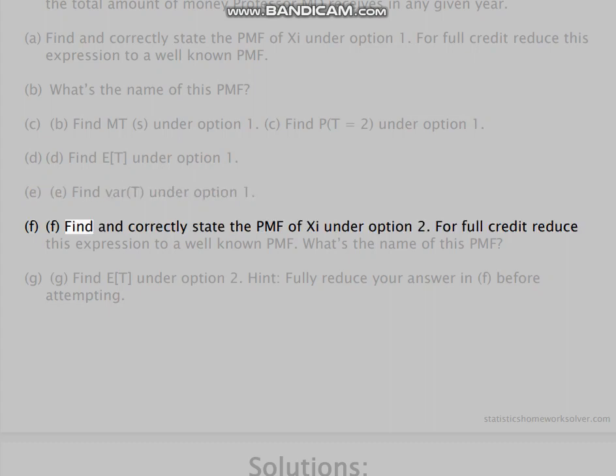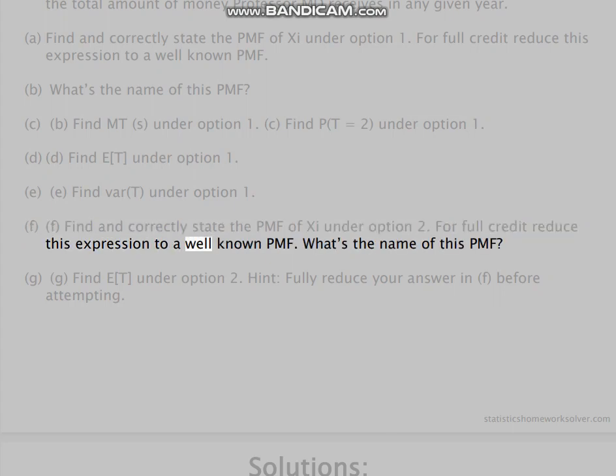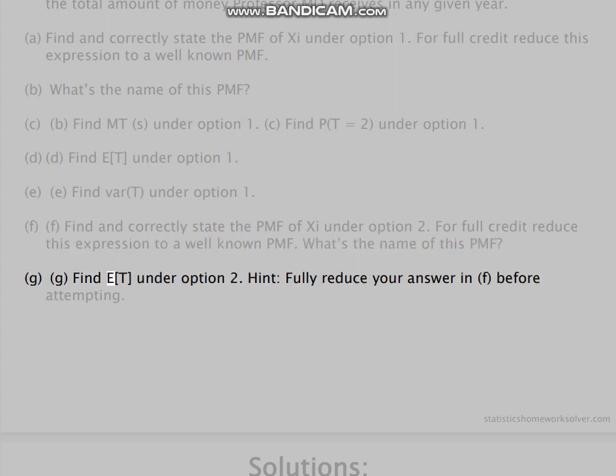F. Find and correctly state the PMF of S_i under option 2. For full credit, reduce this expression to a well-known PMF. What's the name of this PMF? G. Find E[T] under option 2. Hint: fully reduce your answer in F before attempting.